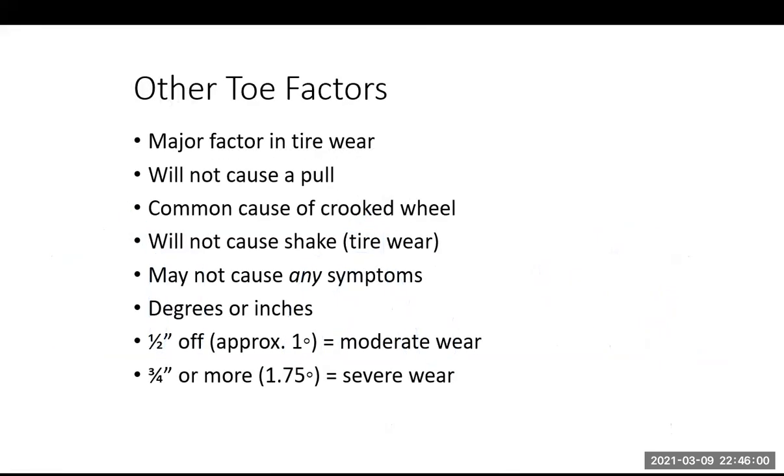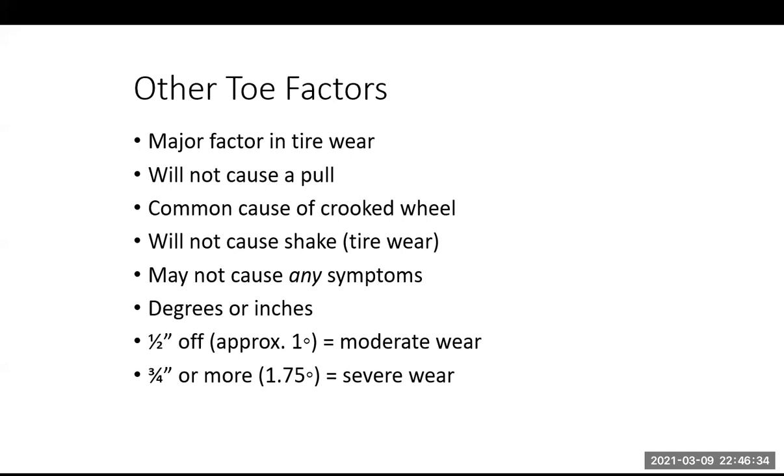Other toe factors: toe is a major factor in tire wear. If the toe's out bad enough, it can wear the tires very quickly. Toe will not cause a pull. If the toe setting is off from left to right, in other words, both tires are pointing to the left or both tires are pointing to the right, or one tire is pointed drastically in, the driver will steer those tires to where they're evenly directed, and that will cause the car to go straight, but now the steering wheel will be crooked.